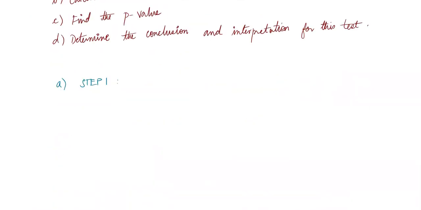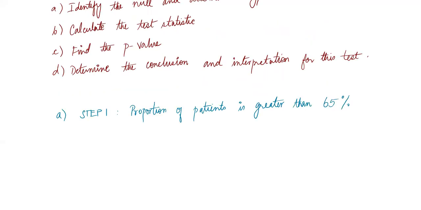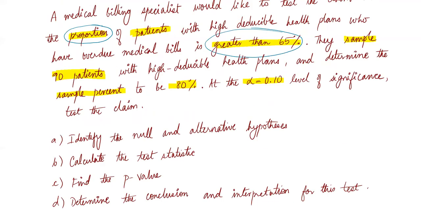So let me write that. Proportion of those specific patients. I'll just say patients. These are the patients with the high deductible medical plan, and who have overdue bills. So proportion of such patients is greater than 65%. Okay, that is the claim. Step 1 writes the claim in words.